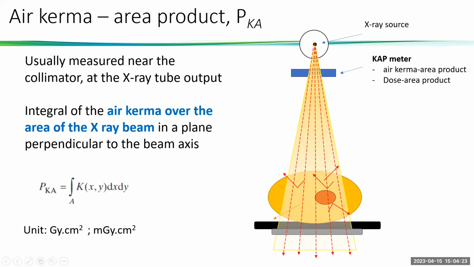So it's basically air kerma times the area of it. The units are gray centimeter square, or milligray centimeter square, or it can be very different, like centigray centimeter square. So when we use this quantity, one needs to be very careful about what the unit is, because every vendor may be different. You can't just look at the value and compare them straight across.